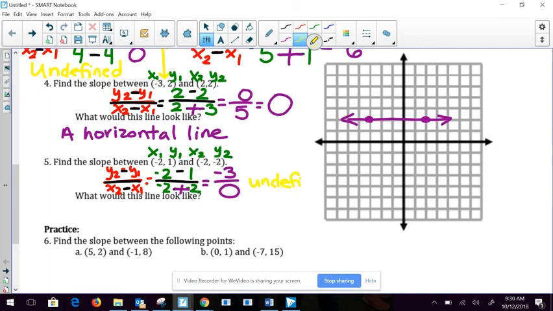So undefined. If I go ahead and plot those points, negative 2, 1 is right there. And negative 2 is down here. So if you look at that line, that is an exact vertical line. Great job with this material. I feel as though you are ready to go ahead and start working on your classwork.